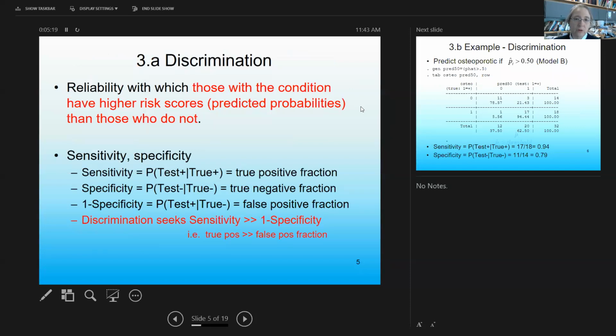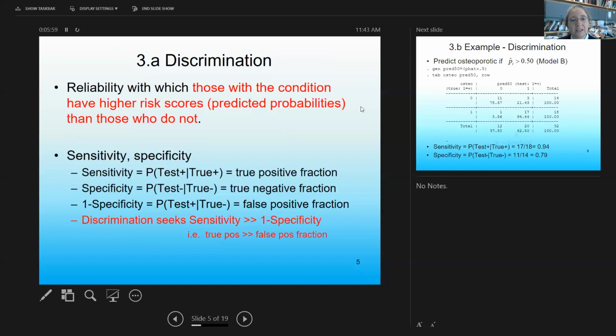So going further, we really need to quantitate that general definition, which I've just repeated at the top of this slide. The measures that are the most common for quantitating discrimination in this context are sensitivity and specificity. So you can see definitions for those concepts at the bottom part of this slide. Sensitivity is just the true positive fraction. That is the proportion of those who are truly positive who test positive.